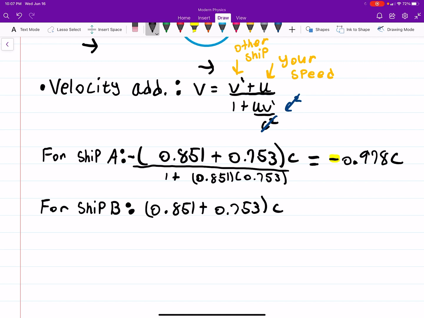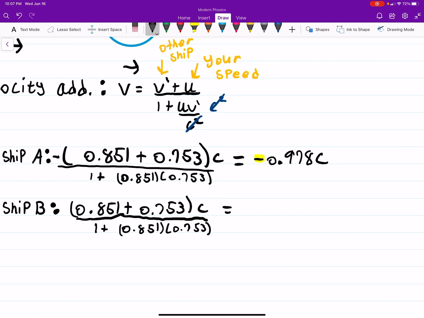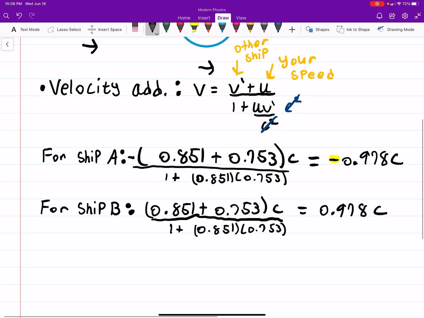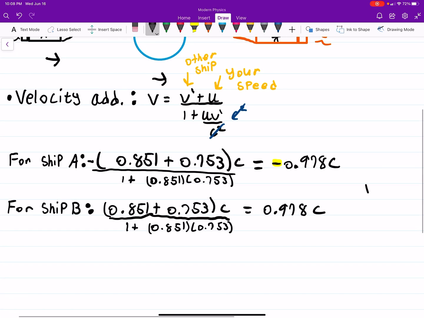Factor out the c. I like to do that because I like everything in terms of c. And then there's no negative times negative. They're just both positive numbers now. And you can see quite obviously here, you're going to get the exact same answer, only a different sign. And that makes perfect sense. The only difference is the direction that they're moving. You should be getting the same answer, right?